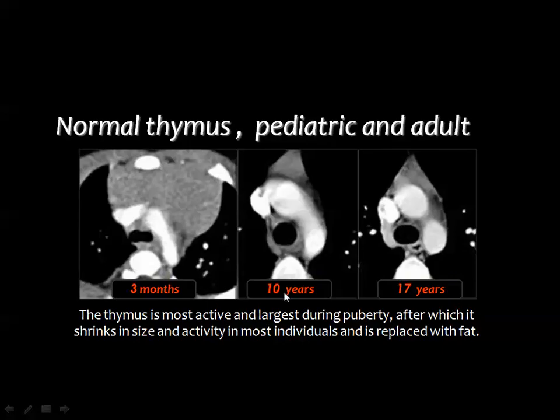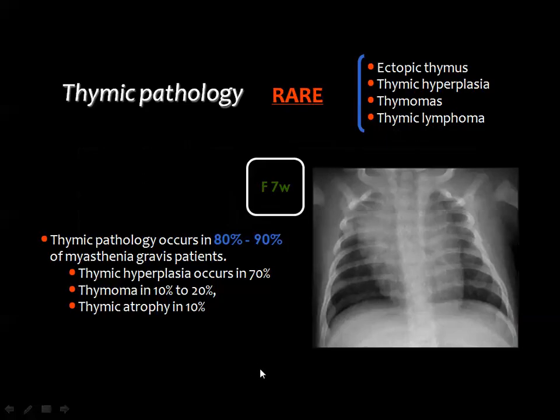Then at 10 years, then at 17 years, and you see minimal tissue in the anterior mediastinum, which represents the remnants of the thymic gland. And thymic pathology generally is rare, concerning the ectopic thymus, hyperplasia, thymoma, thymic lymphoma. And then the thymic pathology occurs in about 80 to 90% of patients with myasthenia gravis.